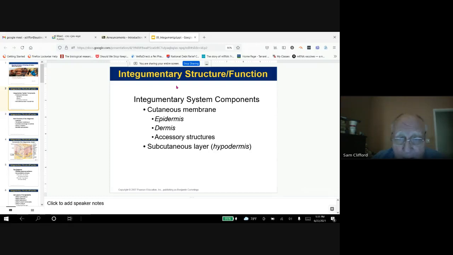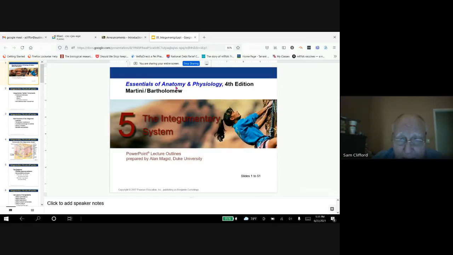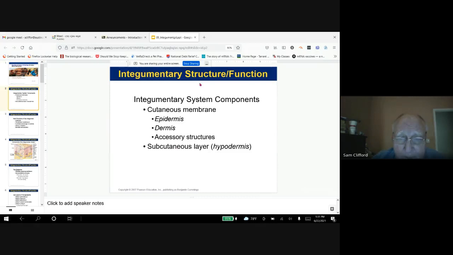So integument, the cutaneous membrane, is your skin. Epidermis is closest to the outside. Dermis is the next layer. Accessory structures like nerves, temperature receptors, pain receptors, sweat glands, sebaceous glands, and then there's the subcutaneous layer.